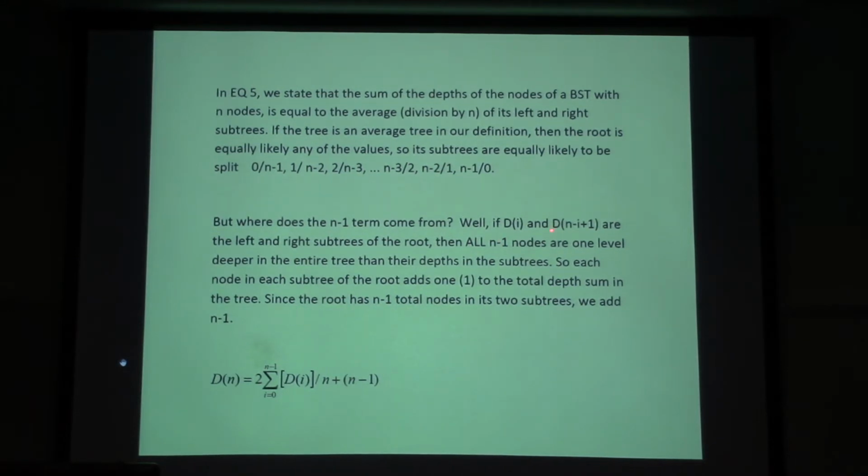All n minus 1 nodes are one level deeper in the entire tree than the depths in their subtrees. If I have a subtree here and a subtree here, the sum of the depths of this subtree is the sum of the depths, and the same for the other. But when these become subtrees and I add a root to them, what happens to every single depth? Plus 1. The root of the left subtree has a depth of 0 because it's a root. The root of the right subtree has a depth of 0, and then it grows by 1 in each level.